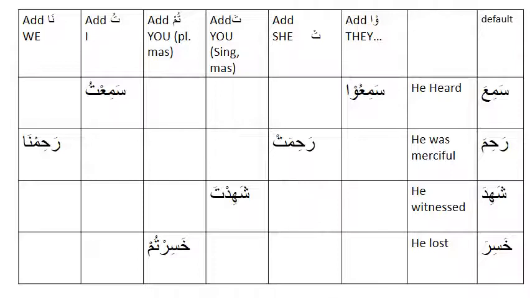So sami'a, if you add u at the end, it becomes sami'u. Sami'u means they heard. So make sure you write the English translation underneath each one. So the Arabic will go here, the English will go here. Arabic, English, Arabic, English. And that's why I made the boxes a little bit bigger, so you can write everything down. And we will be correcting it inside the class, inshallah.